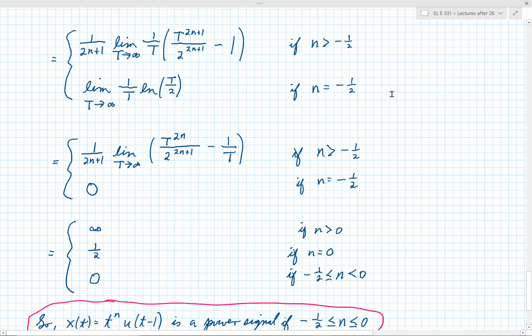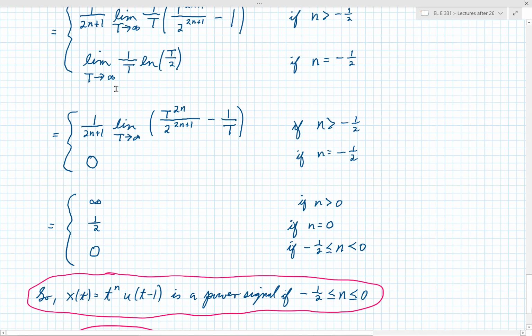And then for the lower expression, we can go ahead and evaluate that limit. It's true that as t goes to infinity, the log of t over 2 will go to infinity. But as t goes to infinity, this denominator is going to infinity much more quickly than the numerator is. And so that's why the limit as t goes to infinity of 1 over t log of t over 2 is equal to 0. So that's why we get 0 down here.